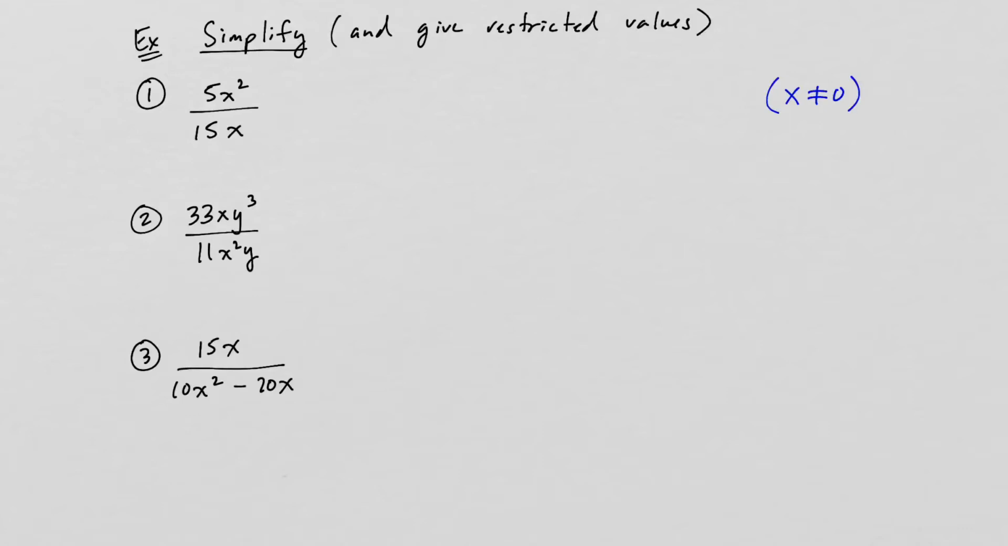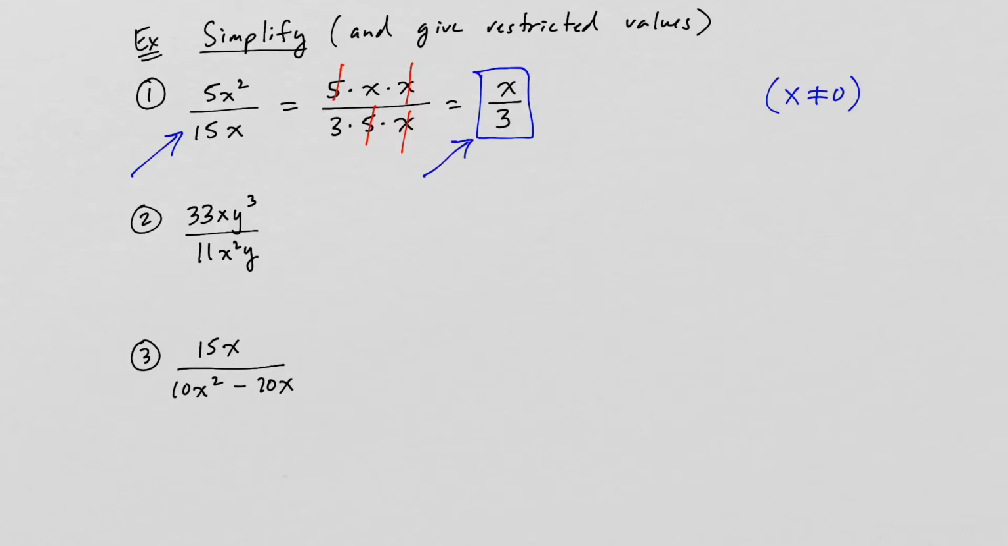Now, in terms of simplifying, what we're looking to do here is cancel common factors. So 5x squared, we can think of that as 5 times x, and 15x is 3 times 5 times x. And any number divided by itself is equal to 1. So 5 divided by 5 cancels, and x divided by x cancels, and we end up with the simplified expression x over 3. So we're saying the original expression here is equal to the expression x over 3 as long as x is not equal to 0.